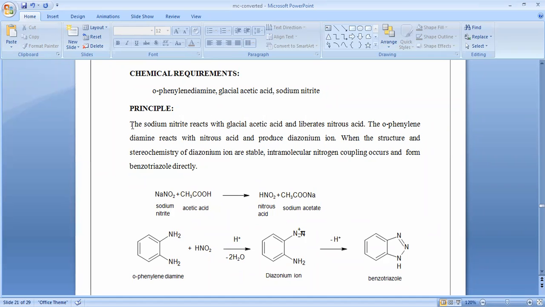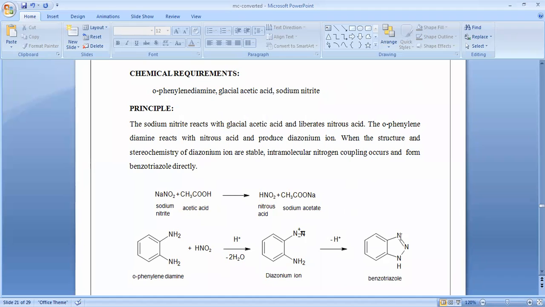And when the orthophenylenediamine reacts with nitrous acid, it produces the diazonium ion. So when this orthophenylenediamine reacts with nitrous acid, it is going to produce the diazonium ion, and this diazonium ion is basically stable.